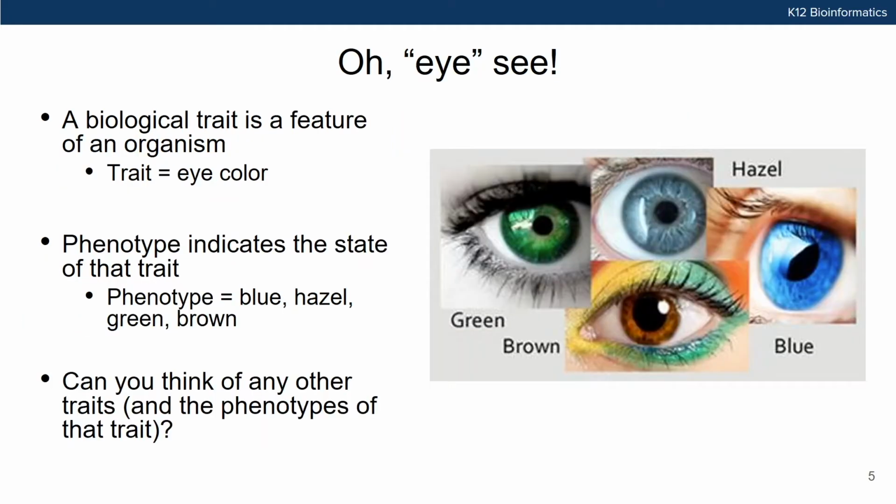This might make a lot more sense if we walk through a simple example. Let's take the example of eye color. Now, the biological trait of interest here would be eye color. The phenotype that we're investigating would be the state of that particular trait. So in other words, the eye color of a particular individual, whether that be blue or green or hazel or brown. You can notice that we can quantify how many people have blue eyes, how many people have hazel eyes, how many people have green eyes, and how many people have brown eyes. So we can count them.